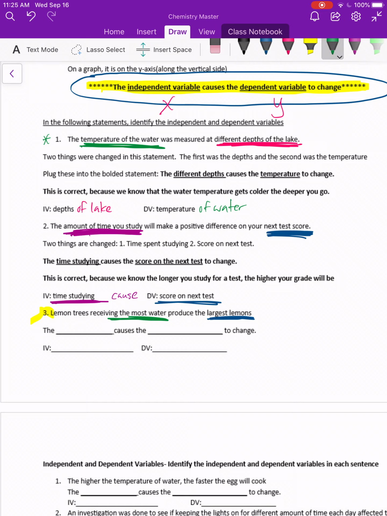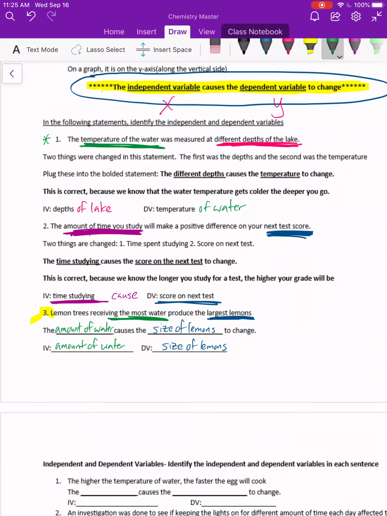Hopefully you understand that we can just say the amount of water causes the size of lemons to change. So size of lemons is my dependent variable. It depends on the amount of water.